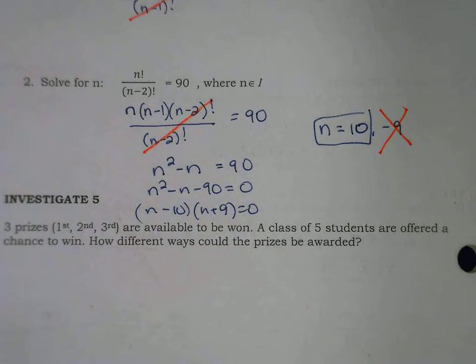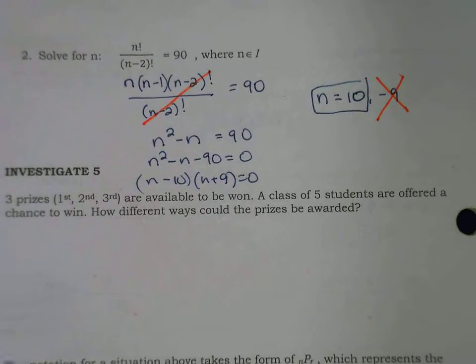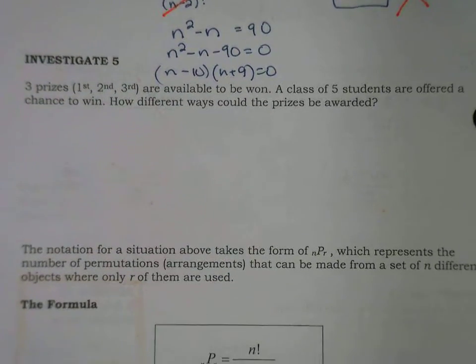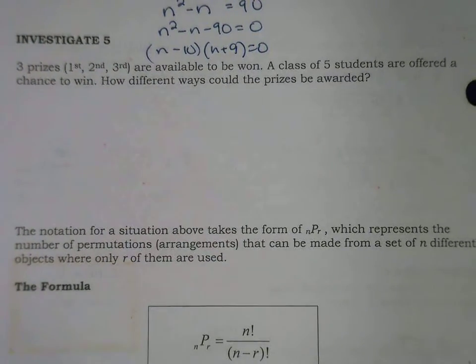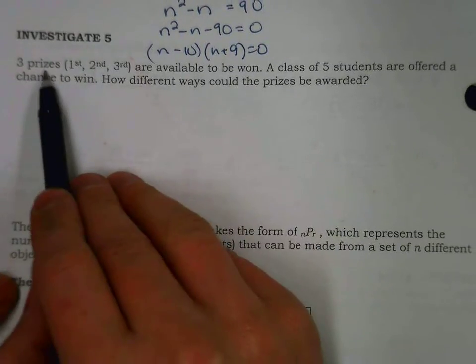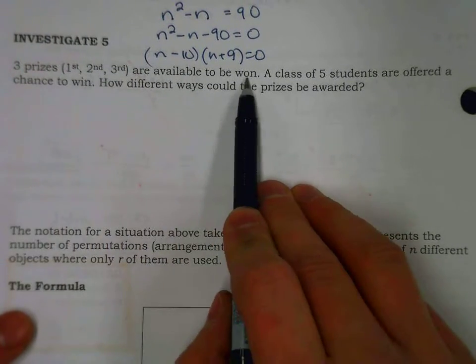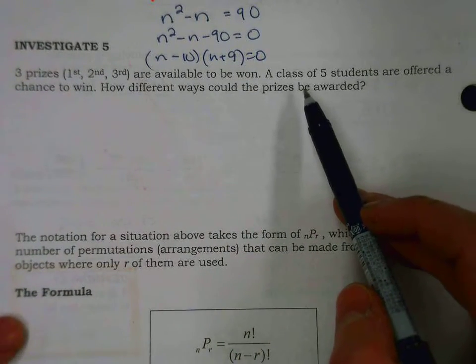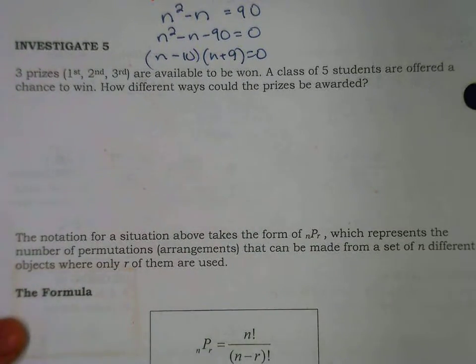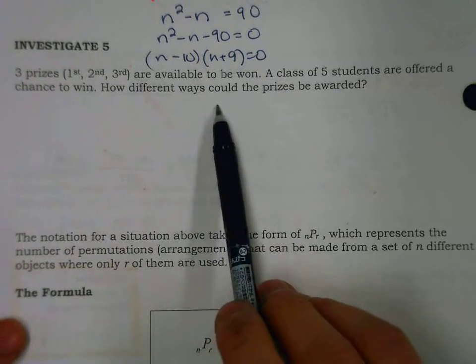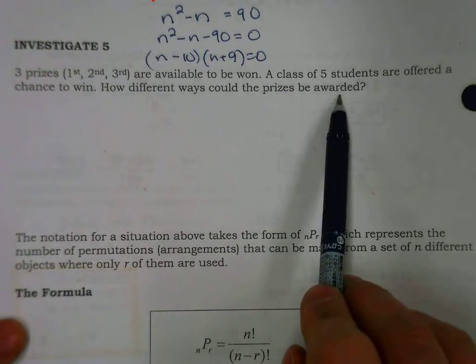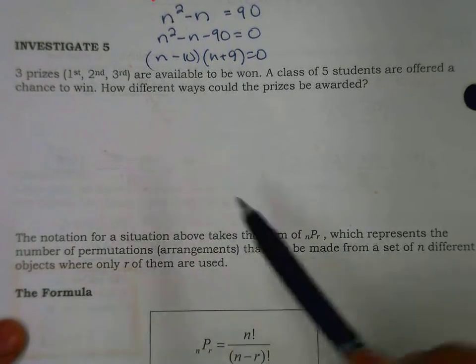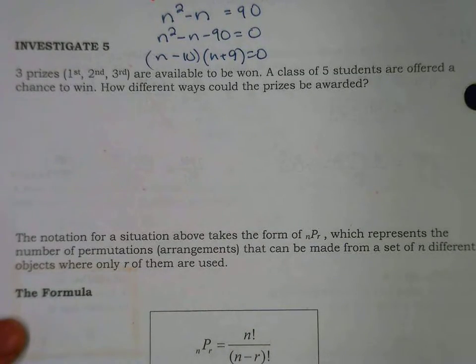Now, with a little bit of the variable algebraic questions out of the way, let's examine a few contexts with this fundamental counting principle that can become a little bit more intense. Investigate 5 says there are 3 prizes, first, second, and third, available to be won. Let's call this a race. A class of 5 students is offered a chance to win. They are in this race. How many different ways could the prizes be awarded? So a person could win first or second or third, or they could sort of not win at all.